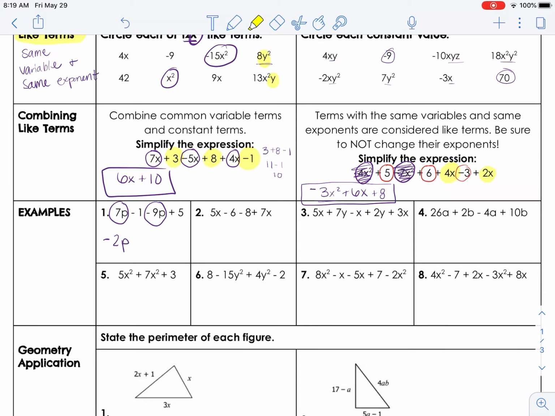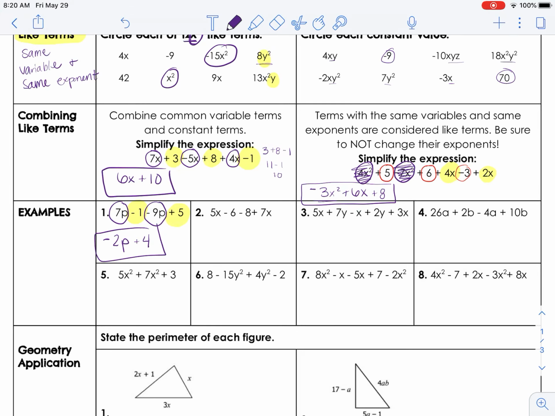Okay, and then I've also got my constants. I've got negative 1 and 5. So if I want to combine my constants, I do negative 1 plus 5, which gives us positive 4. And that's our answer. Okay, let's look at an example with some exponents.